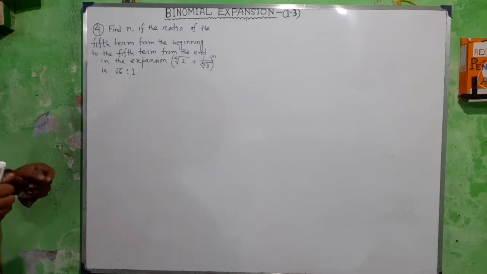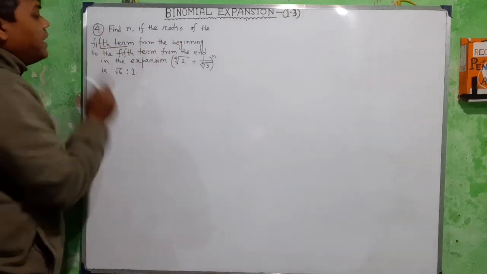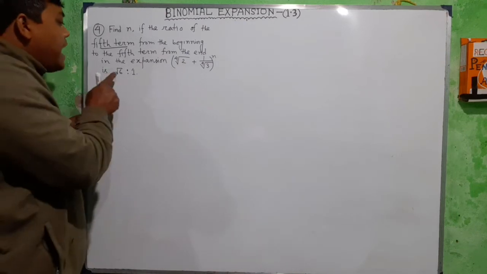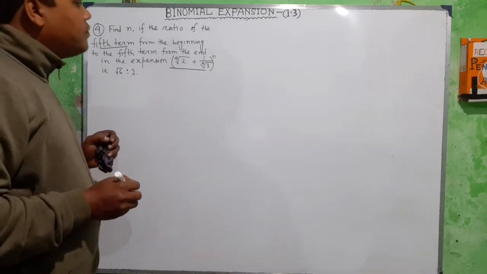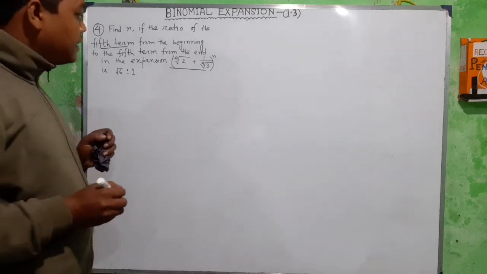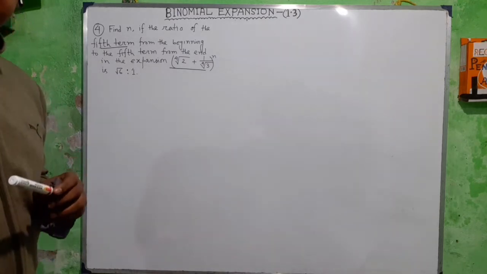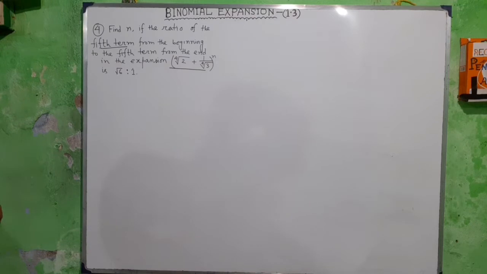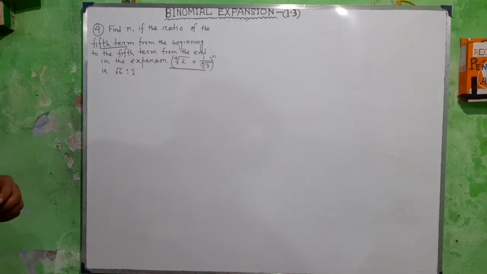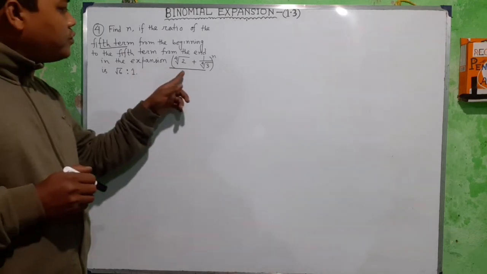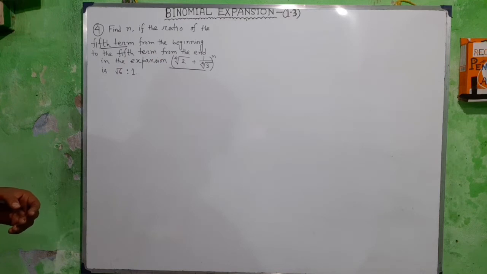Problem number 4: find the value of n if the ratio of the fifth term from the beginning to the fifth term from the end in the expansion of (fourth root of 2 plus 1 by fourth root of 3) whole to the power n is root 6 is to 1. So I have to find out the value of n.